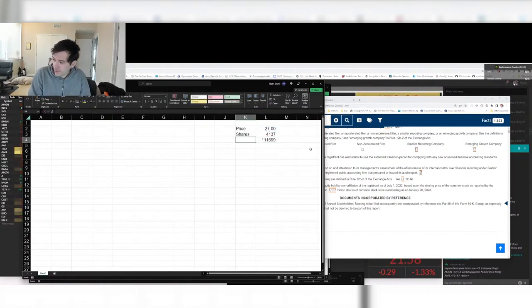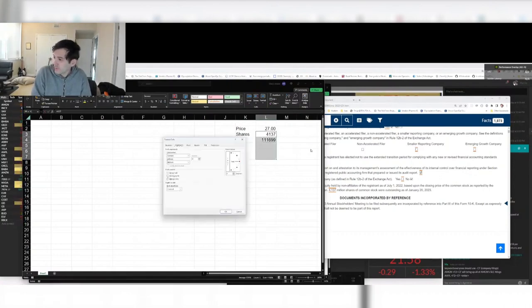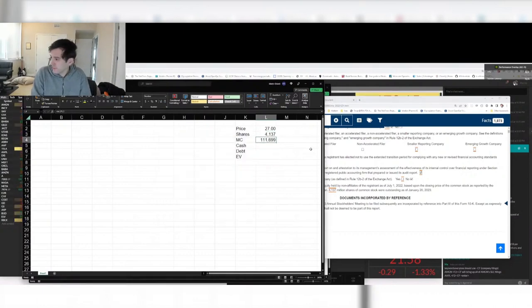So market cap's 112 billion, just a fraction of Nvidia's. It's funny. Nvidia used to be a pimple on Intel's butt. Now they're bigger than Intel.